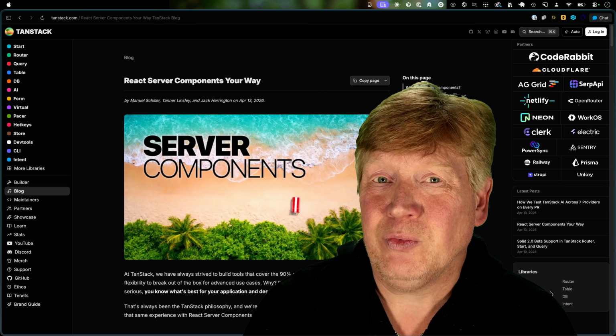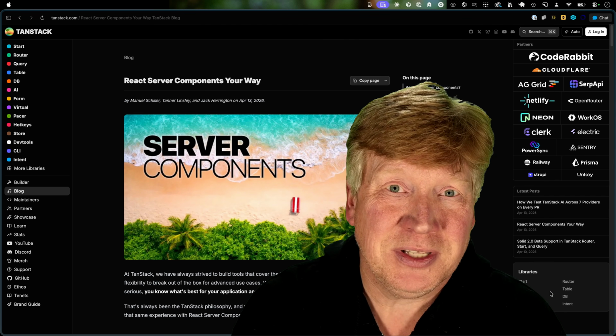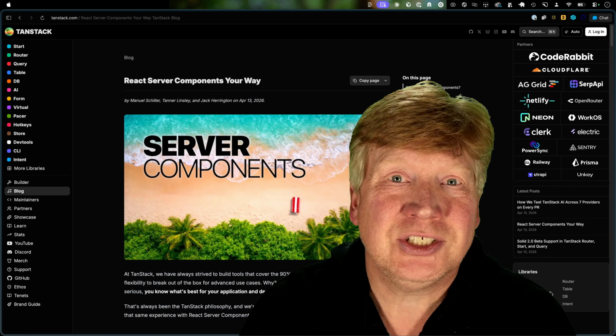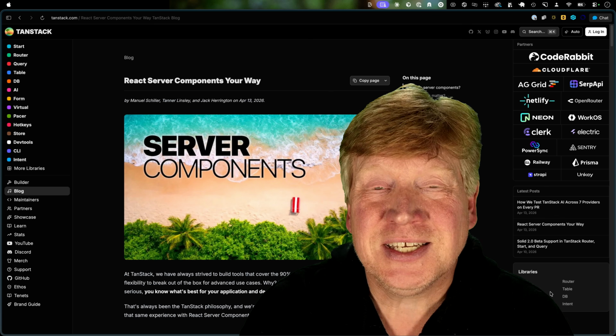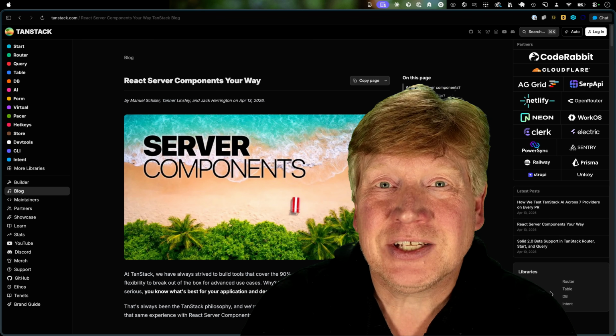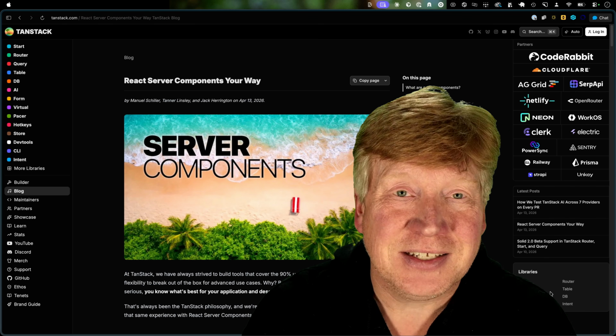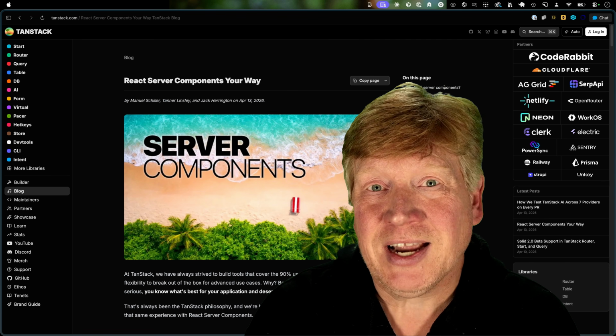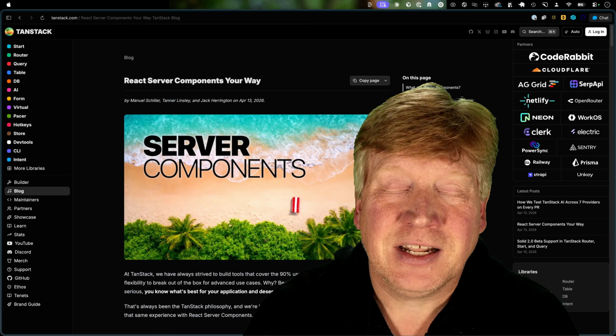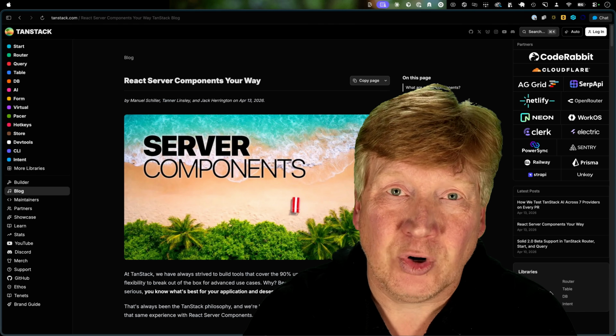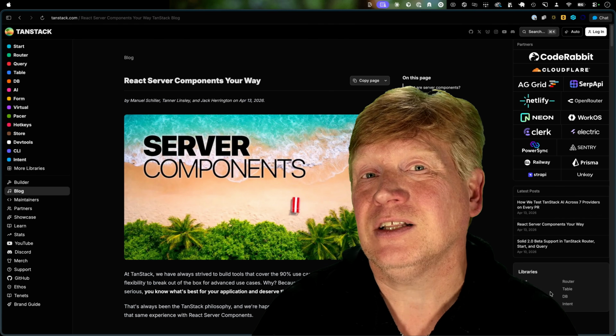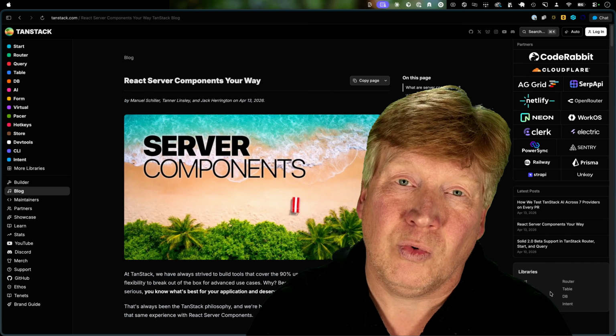Like, why would we want React Server components in TanStack Start? Wouldn't that just make it vulnerable? Well, the good news is that no, adding React Server components to TanStack Start has not made it vulnerable to the React2Shell CVE. Now, to understand why TanStack Start is not vulnerable to React2Shell, we need to understand a little bit more about how React2Shell works.